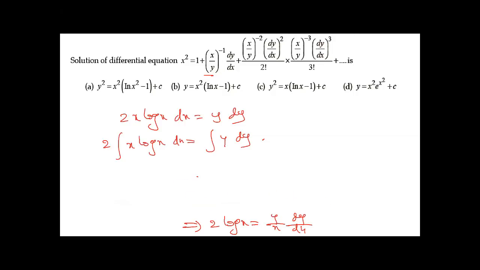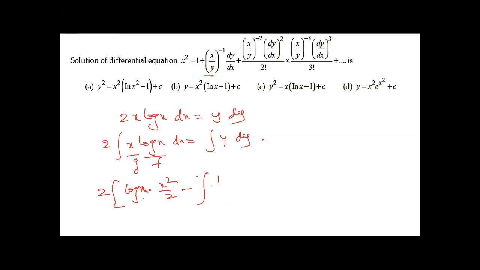So you apply by parts, this is f and this is g, or you can take u and v. Whichever way you are taught, f and g or uv, you can take anything. So now this is 2 into, f is first, log x into integral of g, that is x square by 2, minus derivative of log x, 1 by x, into x square by 2 dx equal to y square by 2 plus c.